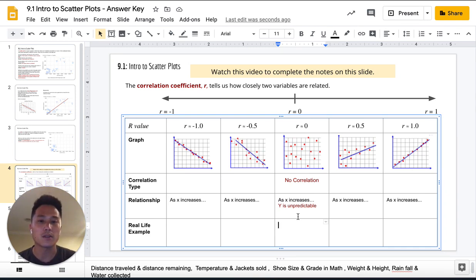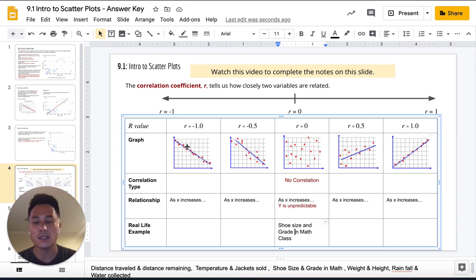A real-life example of two variables that have no correlation would be something like shoe size and someone's grade in math class. Right? Your grade in math class is based off of your work and your understanding. It has nothing to do with your shoe size. And so that's why if we put everyone in your class, their shoe size compared to their grade in math class, it would look something like this with dots all over the place.